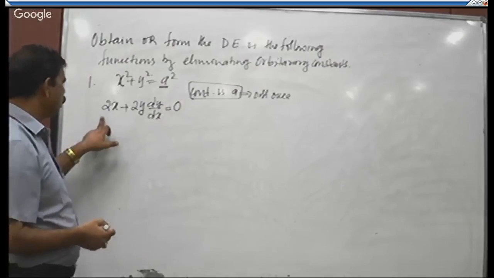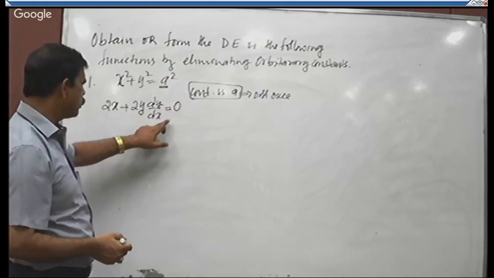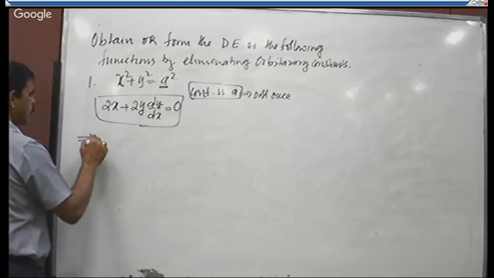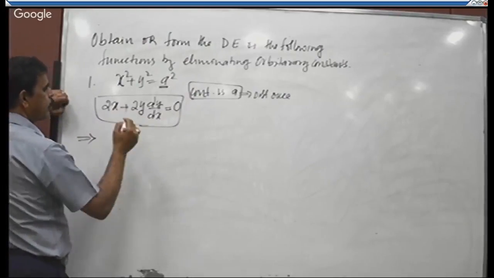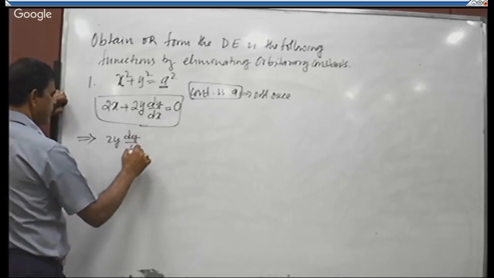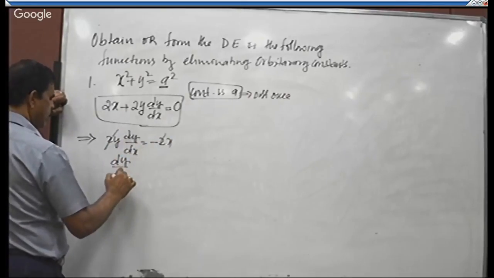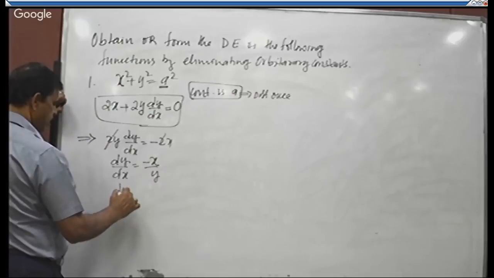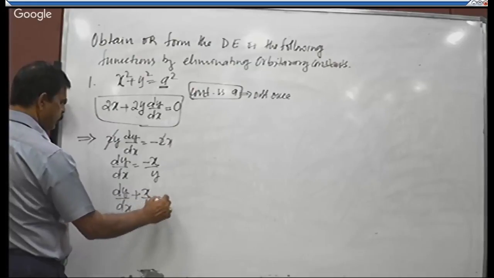Now look at the derivative. Do you find the constant any further? No, right? So this will be the differential equation. It may be reduced to other forms. This is also a differential equation, but we regularly use it like this: 2y dy by dx is equal to minus 2x. 2 cancels. Therefore, dy by dx is equal to minus x divided by y, or dy by dx, take this side, plus x by y is equal to 0.